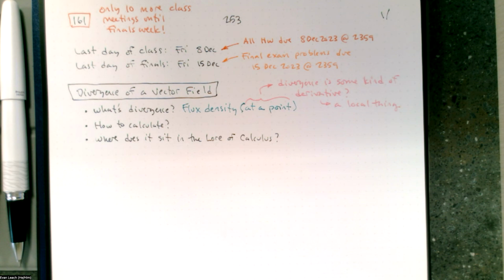So what we want to think about is, if we have the divergence of a vector field, we want to imagine a sphere around a point, and we want to imagine the flux through that sphere. So it's going to be calculated using a flux integral.